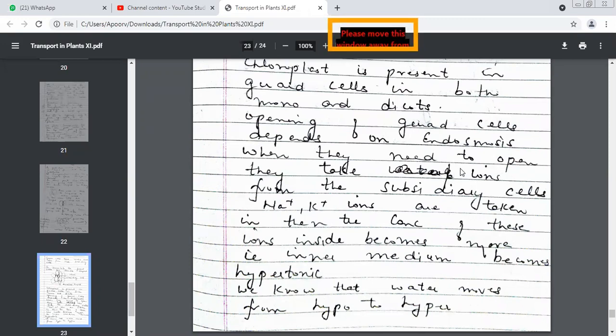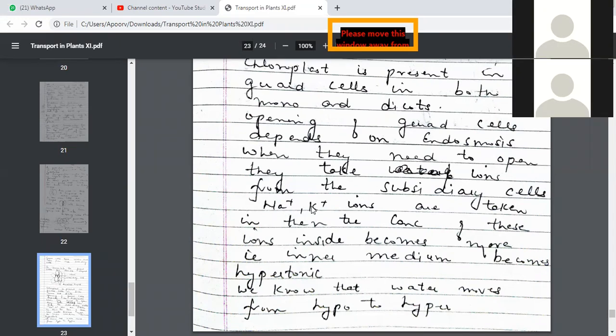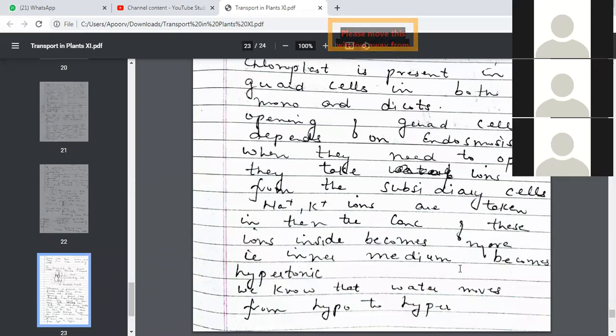So whenever the stomata have to open, they do the process of endosmosis, inside, coming in. They'll take ions from which cells? Subsidiary cells. Which ions are taken in? Sodium and potassium ions. So the ions keep going inside till the concentration of ions becomes higher inside compared to the outer one.